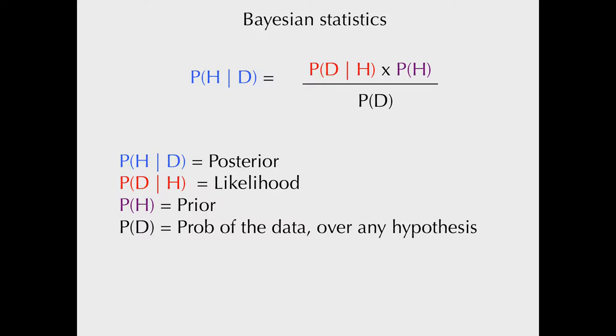One way to do that is to calculate the likelihood over all possible hypotheses and add them up. That can be hard, remember the size of tree space. And so we have algorithms to deal with that, too.